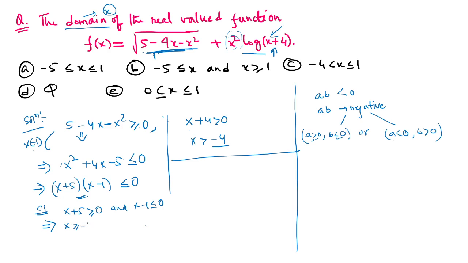When we solve case 1, what you get is that x is greater than minus 5 and x is less than 1. On the real number line, x is greater than minus 5 and x is less than 1. Combining the two, x lies between minus 5 and 1. So this is possible.